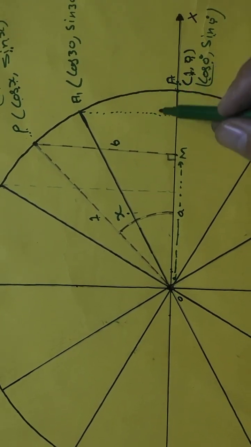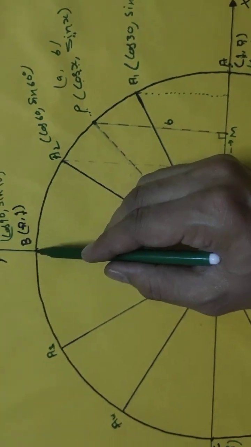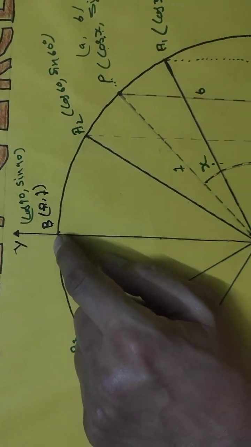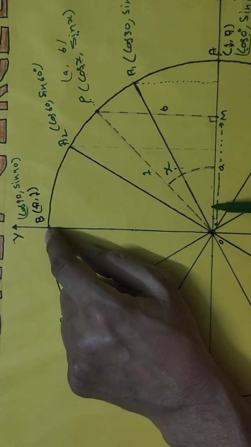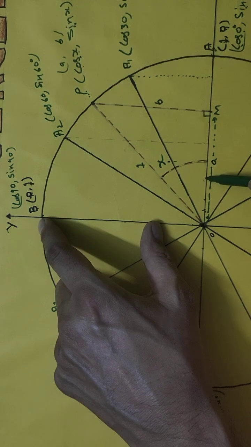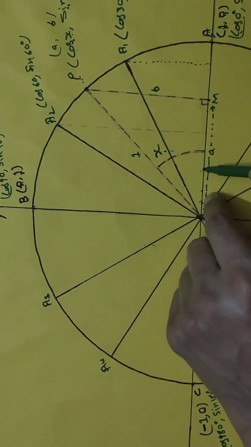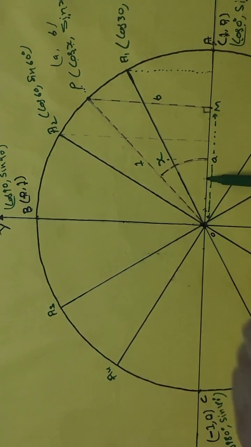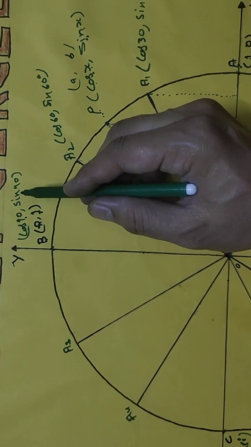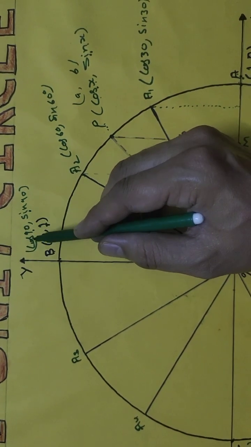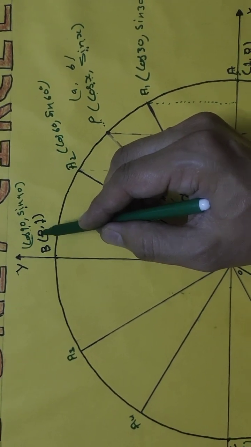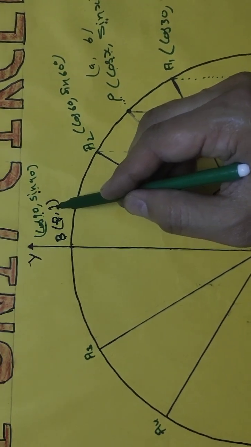In the same way, if you take this point B, then you can observe that OB makes angle with x-axis of 90 degree, because you know y-axis is perpendicular to x-axis. So it means the angle described by OB with OA is 90 degree. So x coordinate is cos 90 and y coordinate is sin 90. From this model, you can see cos 90 is nothing but 0 and sin 90 is 1.